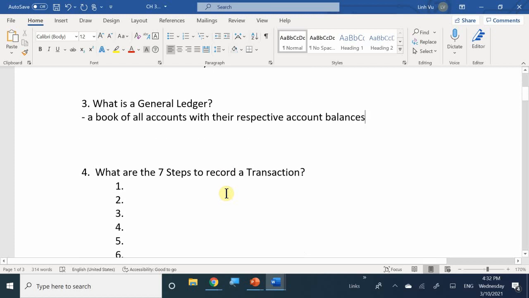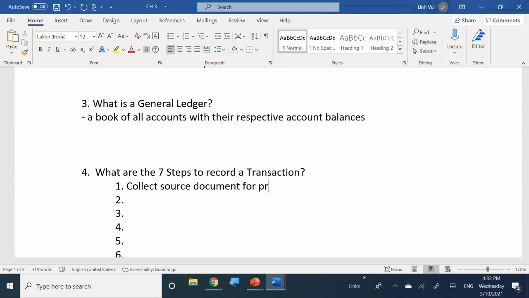Okay, good. Number 4, what are the 7 steps of the transaction analysis? What's step 1? Collect the source document to prove this transaction happened. Okay, good. Collect source document for proof of a transaction. What's step 2? Understanding the transaction. Good. Understanding the transaction. What's step number 3?